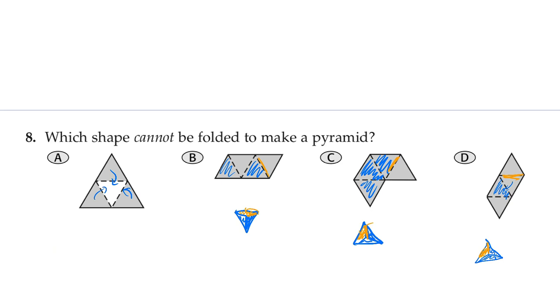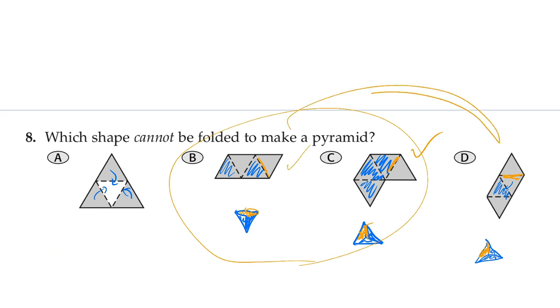Wait, did I make a mistake on one of the other ones? It says which one can't. So it's got to be one of these 2, right? So let's see. Yeah, but that one checks out. That one can. And that one can. What? Because, I mean, these are the exact same thing. So if one can, the other one can. Oh, I got my edges backwards on that one.